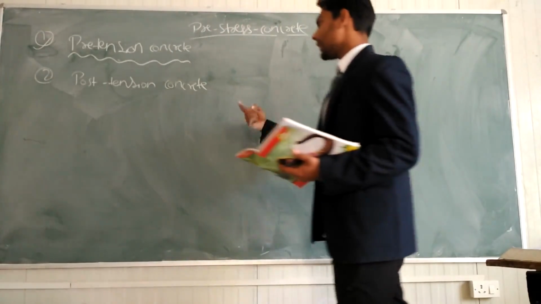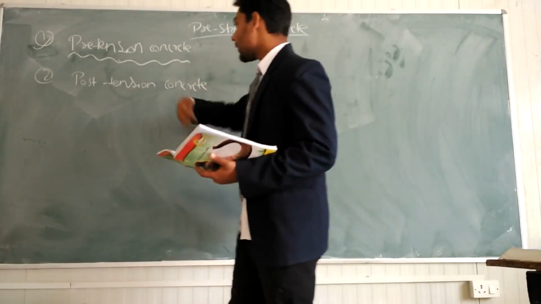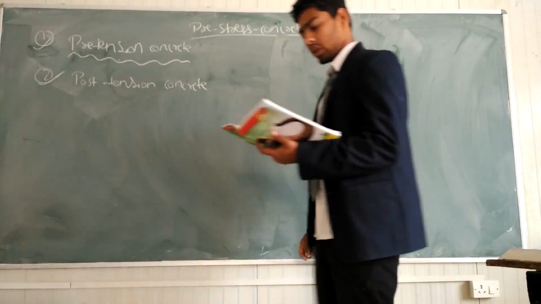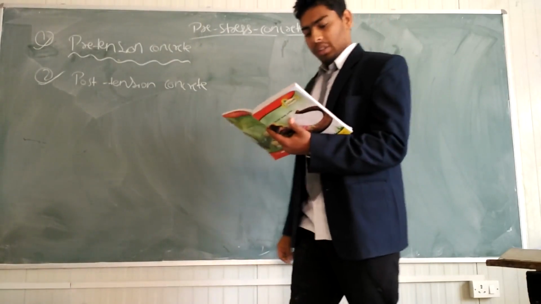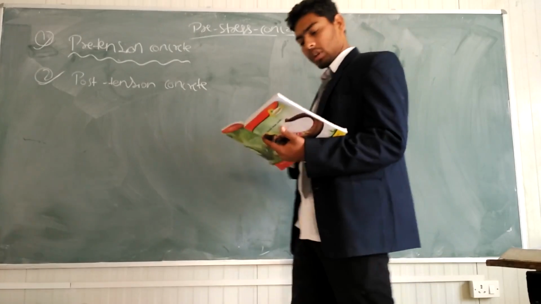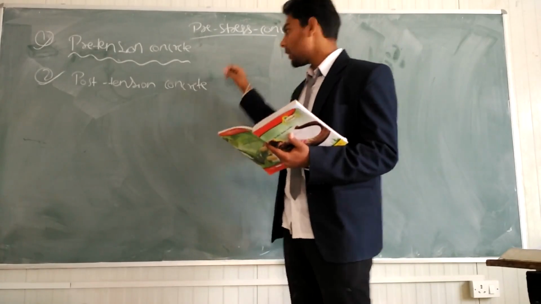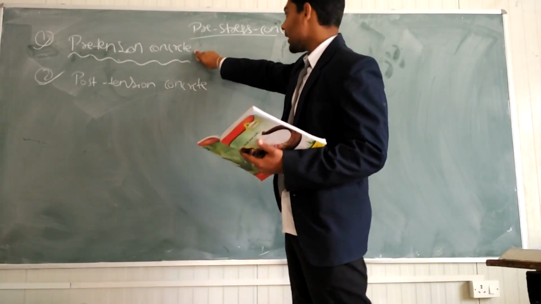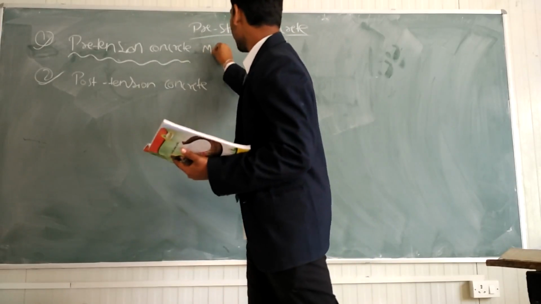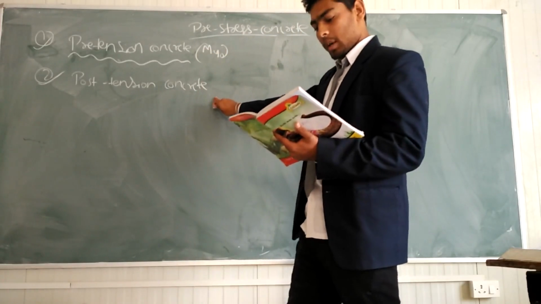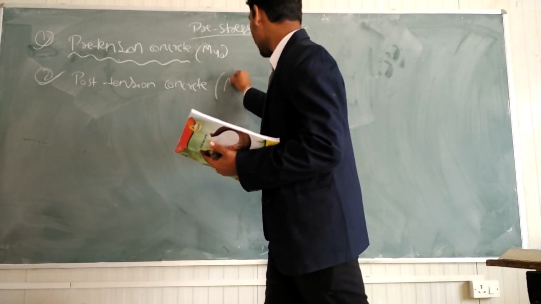And if we provide the tension to the concrete after the casting of the beam, it is known as post-tension concrete. There are some differences between the pre-tension concrete and the post-tension concrete. The difference is that in the pre-tension concrete, the minimum grade required is M40, but in the post-tension concrete, the minimum grade required is M35.